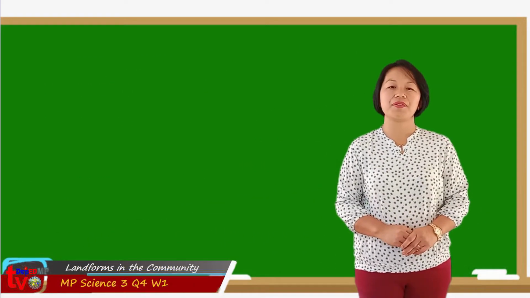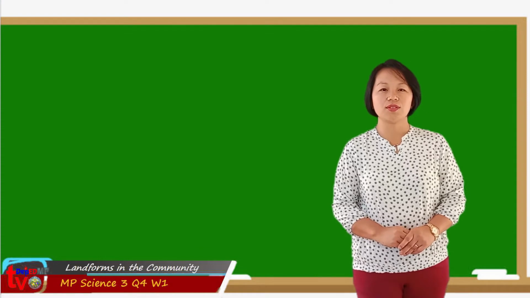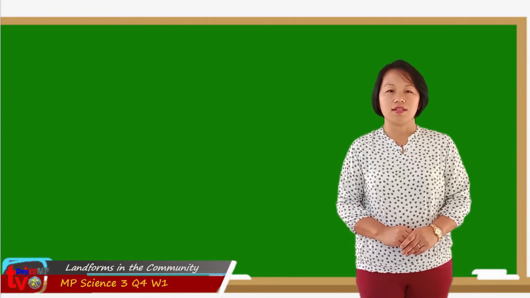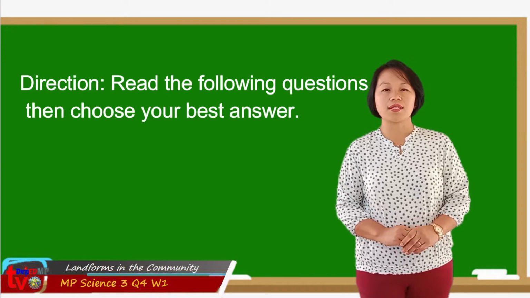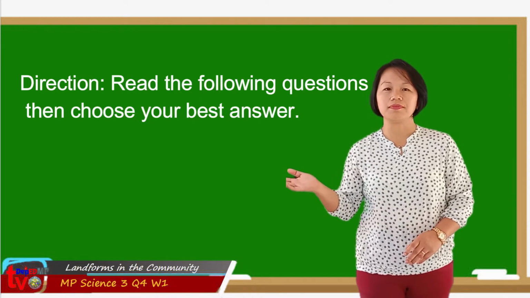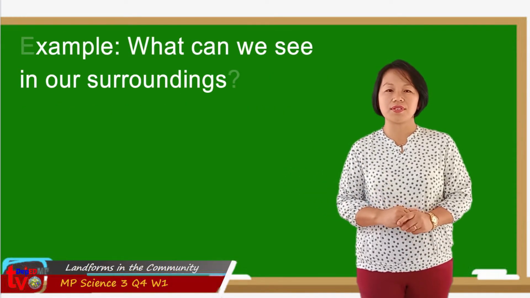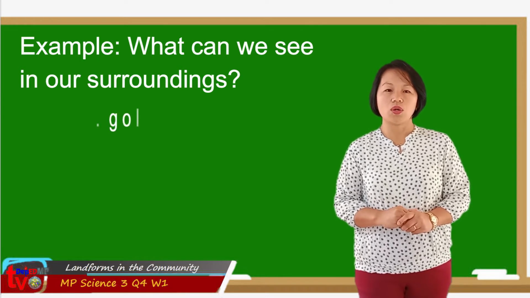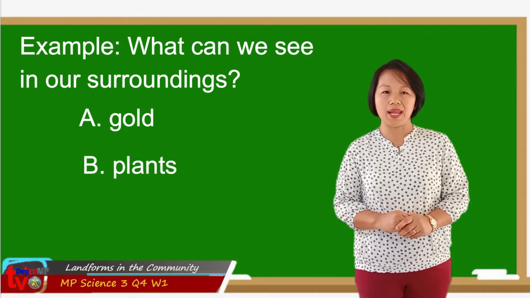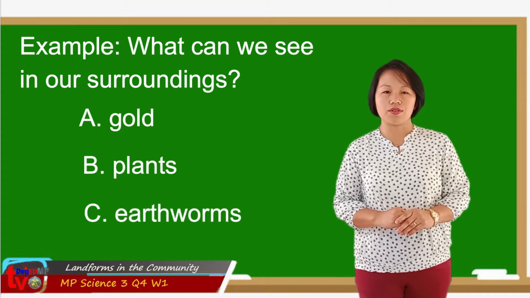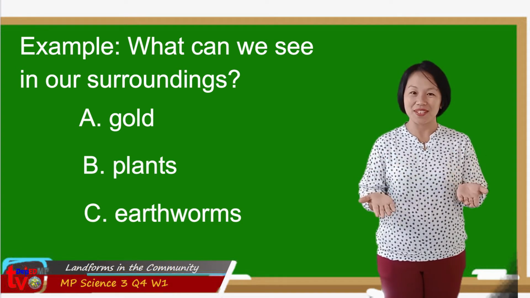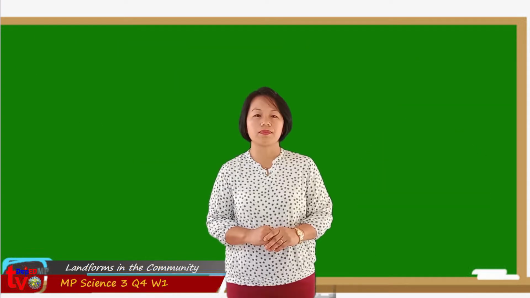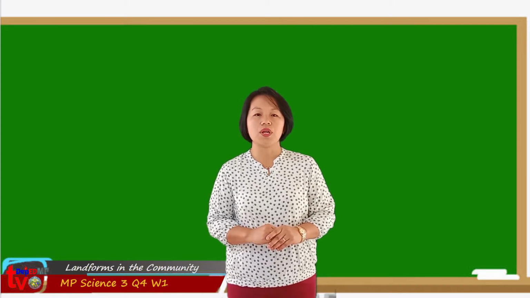To check what you know about the lesson to be discussed, try to answer this activity. Direction: read the following questions, then choose your best answer. Example: what can we see in our surroundings? Letter A, gold. Letter B, plants. Letter C, earthworms. The answer is B. An example was done for you, so continue answering numbers 1 to 5.